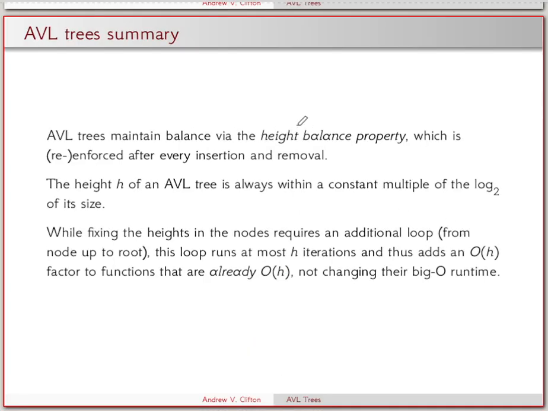Okay, so to sum up, AVL trees have this height balance property, which is reinforced after every insertion and removal. So the height of a tree is always a constant multiple of the log of its size. Fixing the nodes requires an additional loop, but that's just another O(h) on something that's already O(h), so it doesn't change the big O runtime.